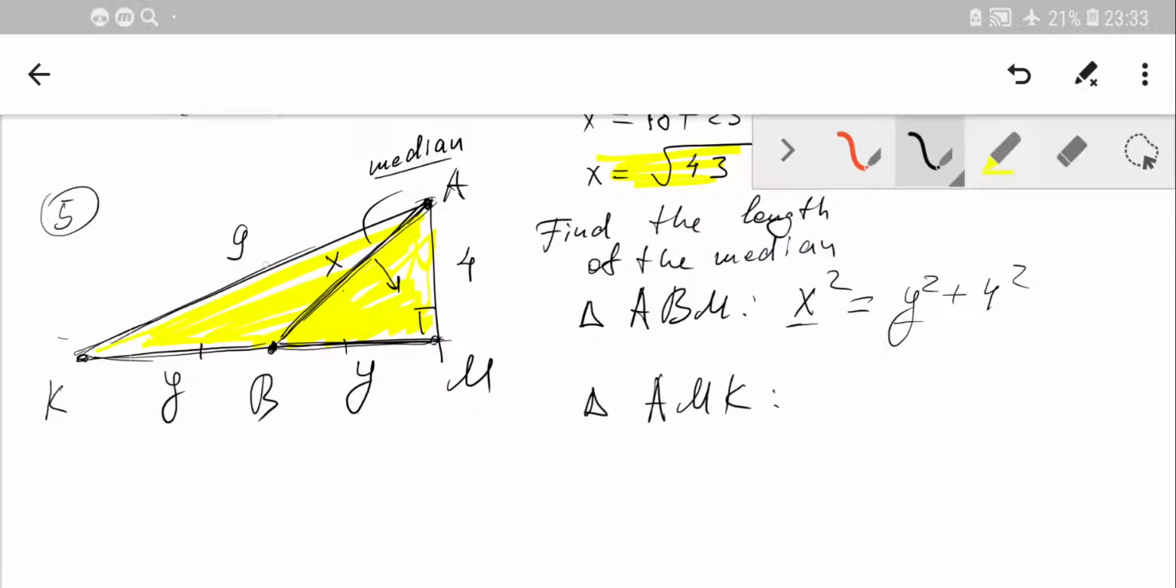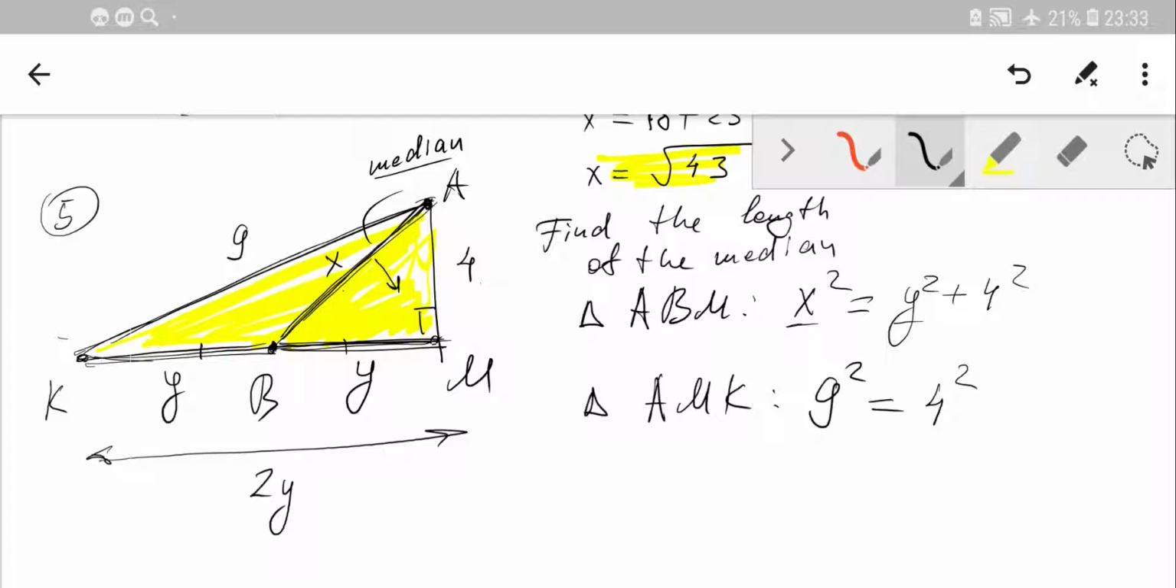Because we know 9 is the hypotenuse, right? 9 squared equals 4 squared. And here, be careful, 2y, right? So the whole length of this leg is 2y. So simply add (2y) squared. I use the brackets to say that the whole 2y is squared. So let's simplify. 81 equals 16 plus 4y squared.